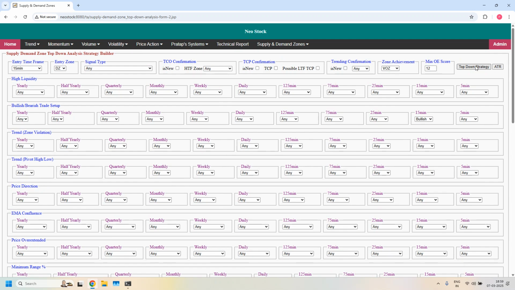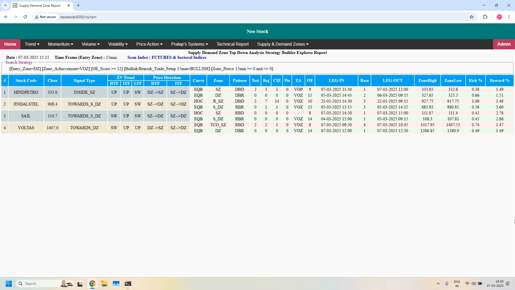So with these filters, we got 4 stocks. That means currently these 4 stocks are supporting bullish trade setup for daily income trade. And the entry time frame zones are 15 minutes demand zones. These are the entry time frame demand zones. Now let us identify out of these 15 minutes demand zones, those demand zones might be having more probability to get success.